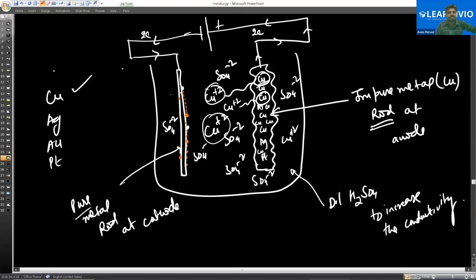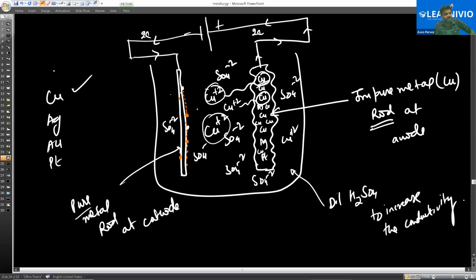What is happening in the electrolytic cell? We took a pure metal rod at the cathode and an impure metal rod at the anode. And the same metal salt: if you are refining copper, then we'll take copper sulfate. If you are refining silver, then we take silver nitrate, not silver sulfate. If you are refining zinc, we take zinc sulfate. So we take the same metal salt as an electrolyte.